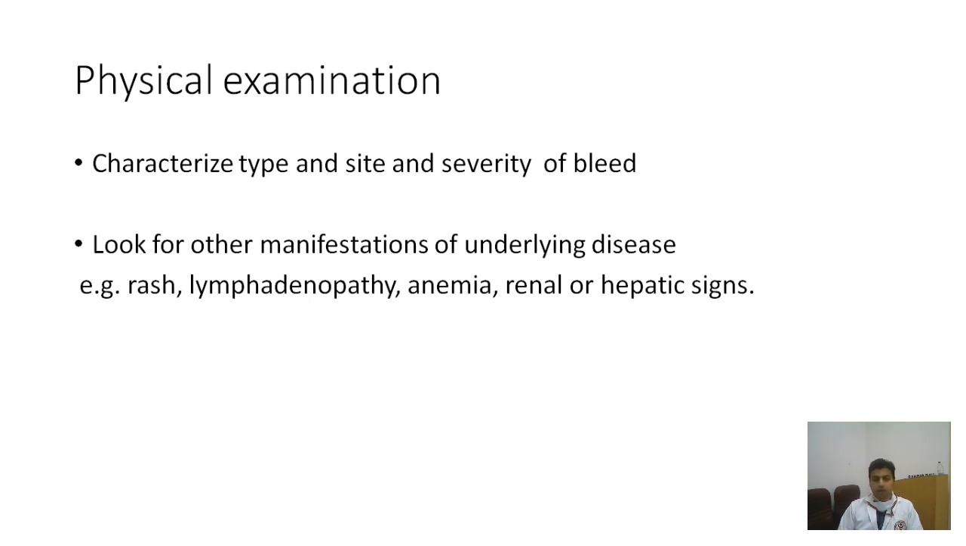Other manifestations of underlying disease such as rash, indicative of many things. It could be there in malignancies, it could be there in infections, lymphadenopathy, anemia, renal and hepatic signs. So renal and hepatic disease can lead to secondary platelet disorders also, whereas chronic hepatic disorders can lead to coagulation disturbances.